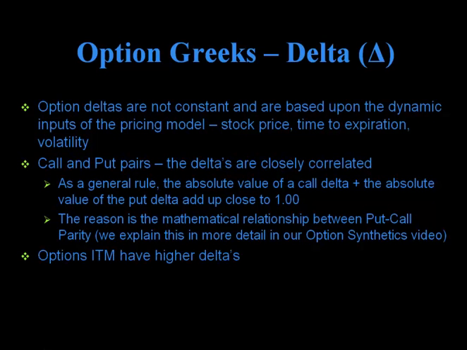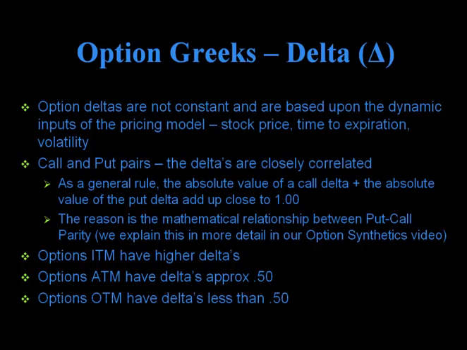And just know that options that are in the money have higher deltas. Options at the money have a delta of approximately 0.50, and out of the money options have deltas that are less than 0.50.